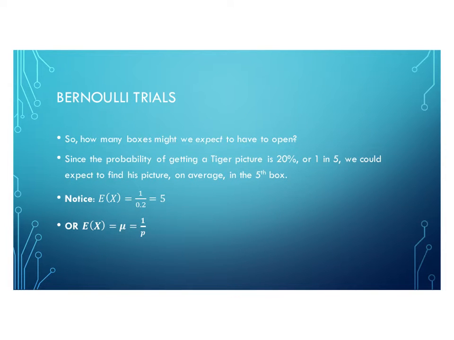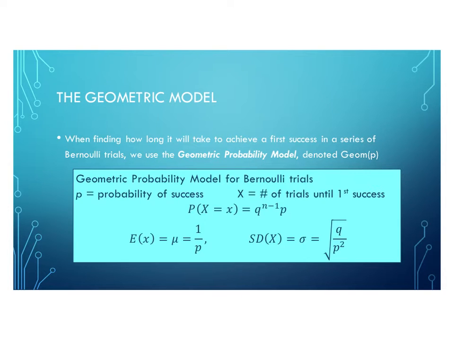So the question becomes, how many boxes might we expect to have to open? Well, since the probability of getting a Tiger picture is 20%, or 1 in 5, we could expect to find his picture on average in the fifth box. Right? If I take 1 over 0.2, we do get about 5 boxes. Or the mean of a geometric model is 1 over the probability of success. So when we find out how long it takes to achieve a first success in a series of Bernoulli trials using a geometric probability model, it is denoted as Geom(p).